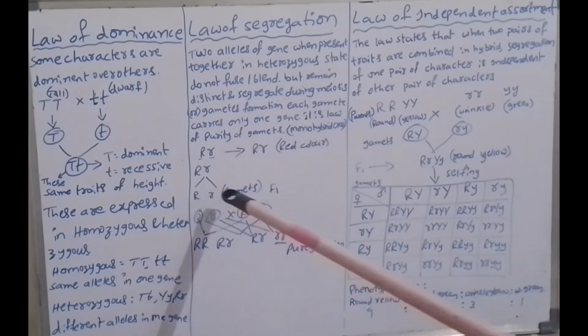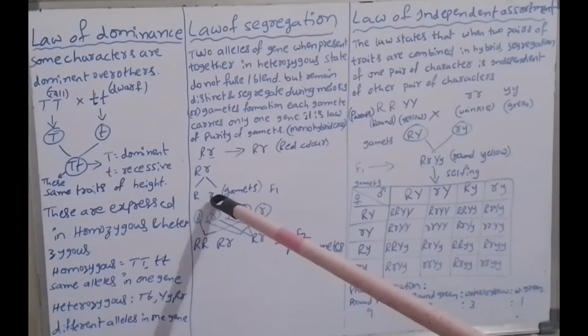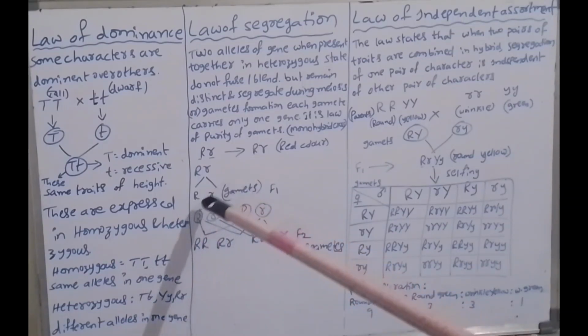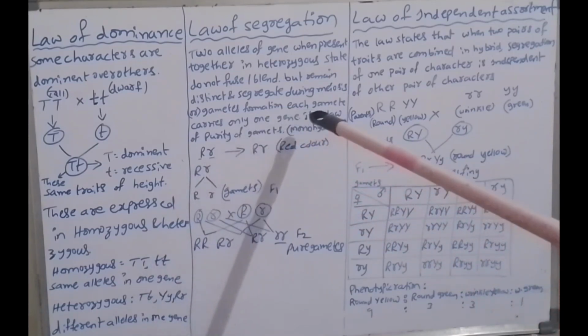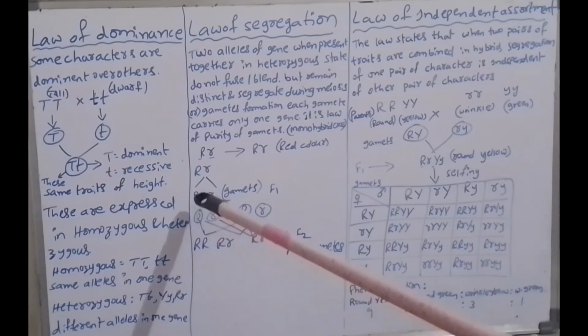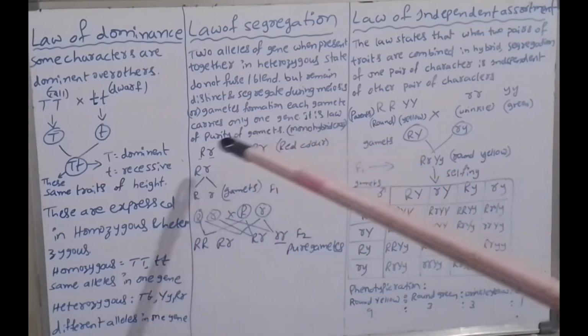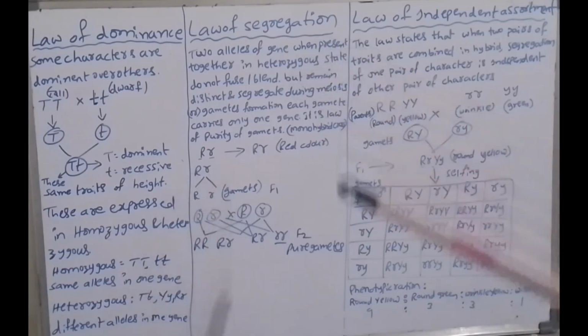Here see, this is the parent generation. In the parent generation, gametes are formed. In gamete formation, each gamete carries only one gene. So it is the law of purity of gametes. This is the law of segregation.